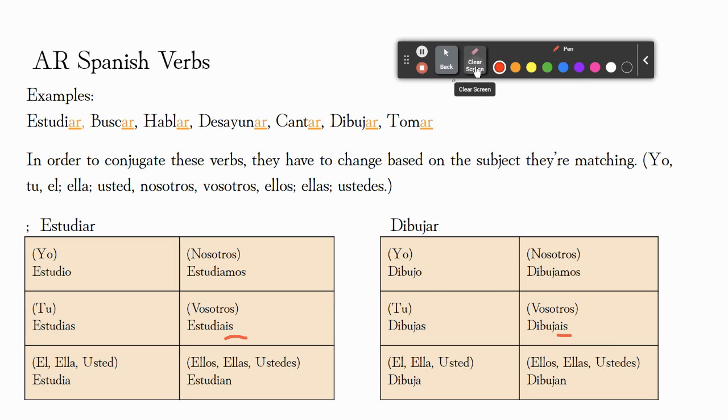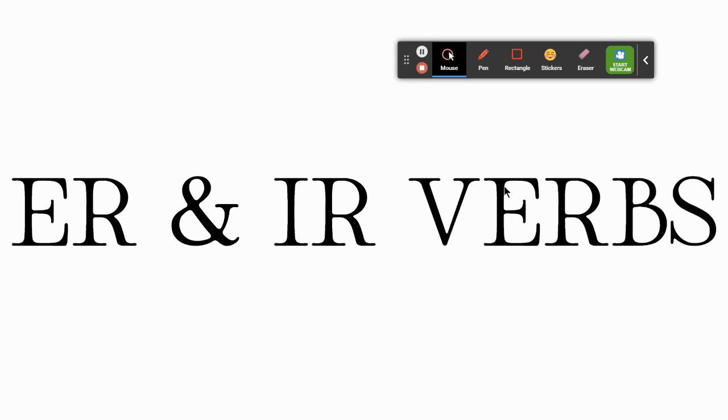It doesn't really change. And then we have the plural ellos, ellas, and ustedes form, which ends in AN, as you can see both here. So for estudiar, we have ellos estudian, which is plural. And for dibujar, we have ellos dibujan. Again, it's the same pattern with all of them. AR verbs will usually always have the exact same ending.